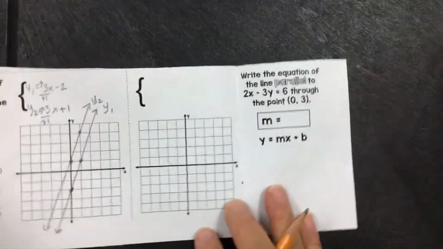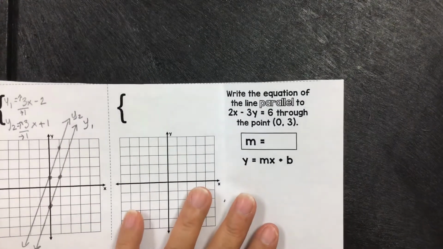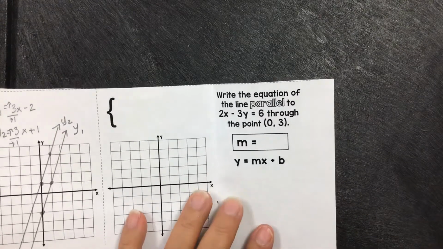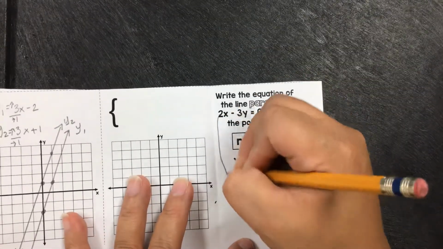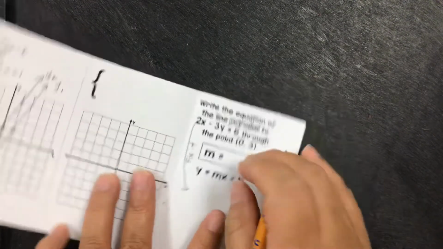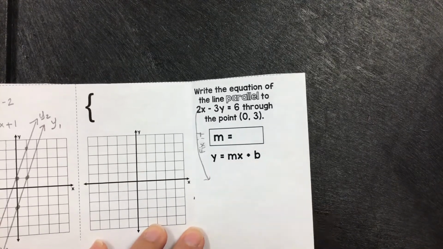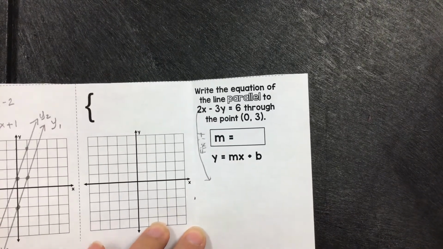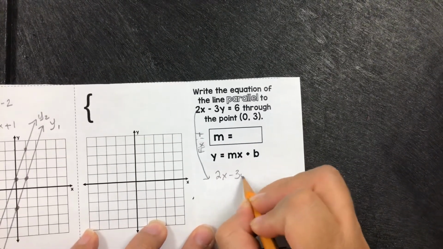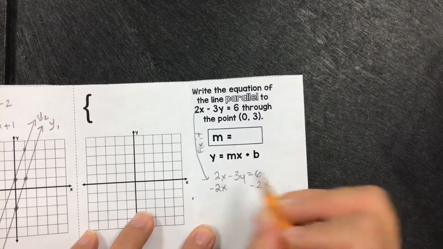For the last one right over here, we're still looking at writing the equation of a line that is parallel to 2x minus 3y is equal to 6 through the point 0, 3. And what we need to do is fix this one. What does that mean? That means to put it in this form right here, because we don't know what the slope is without putting it in the correct form. So let's rewrite it. 2x minus 3y is equal to 6, minus 2x on both sides.